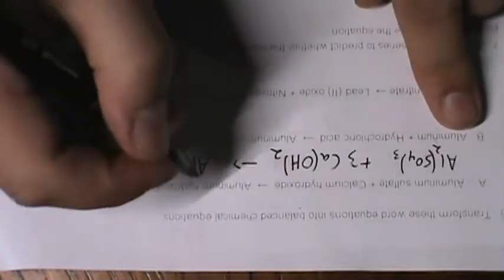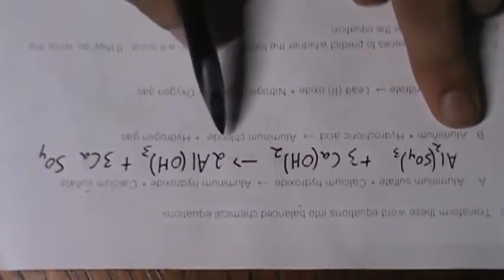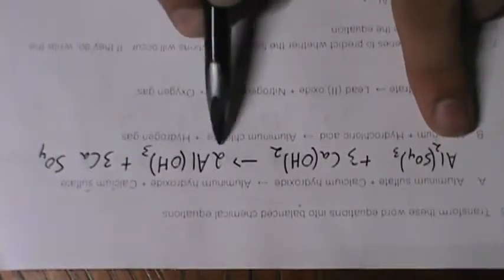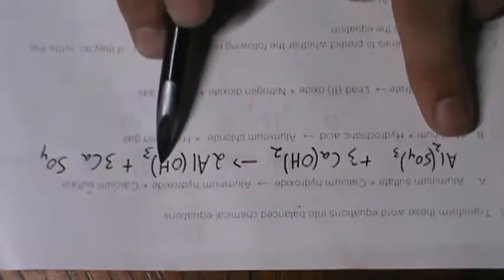Alright, so let's pick something else to balance it. Aluminum, 2 go in, just 1 comes out. So we can remedy this with a coefficient of 2 in front of aluminum hydroxide. 2 go in, 2 come out. Now we can check our hydroxides. 2 times 3 is 6 hydroxides coming out. 3 times 2 is 6 hydroxides going in. This equation is now balanced.